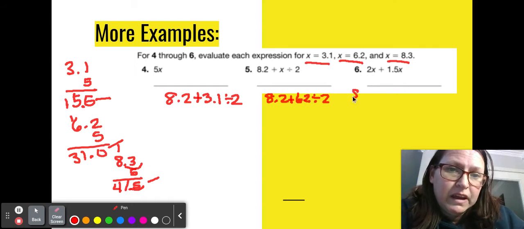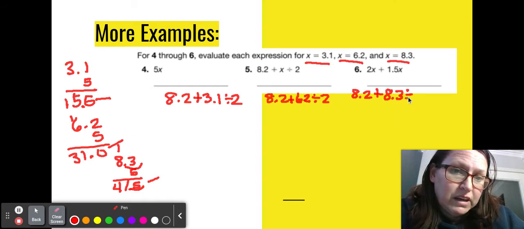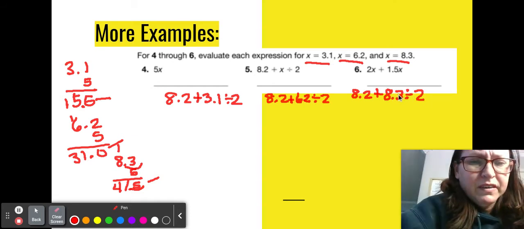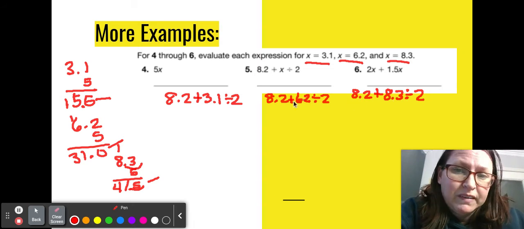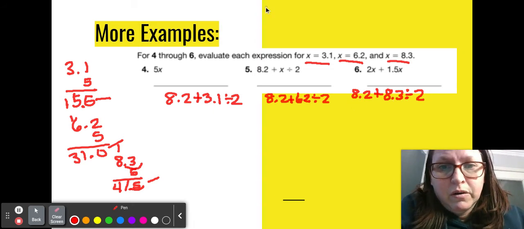And this one is 8.2 plus 8.3 divided by 2. So the first thing I have to do for each of these problems is divide. So 3.1 divided by 2.